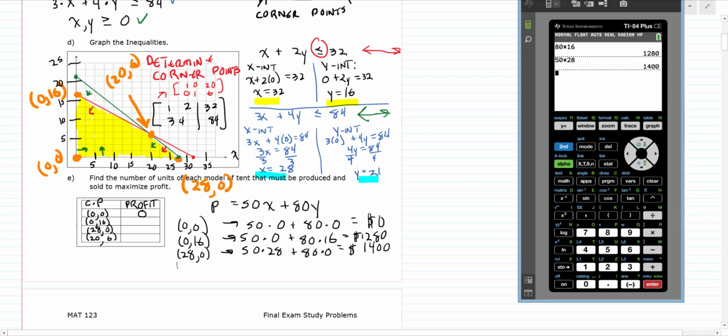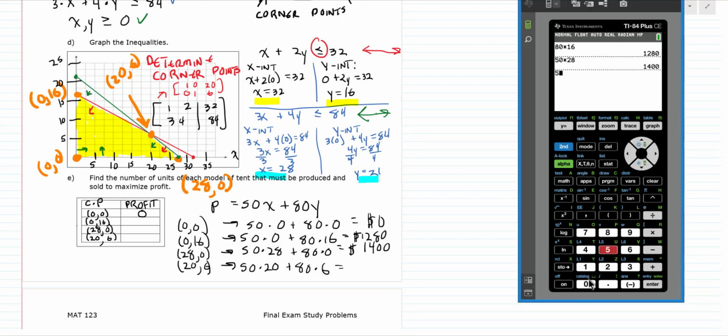So we're also going to do (20, 6). That goes like this. You're going to go 50 times 20 plus 80 times 6. That will give the profit on that corner point. So do that. 50 times 20 plus 80 times 6.